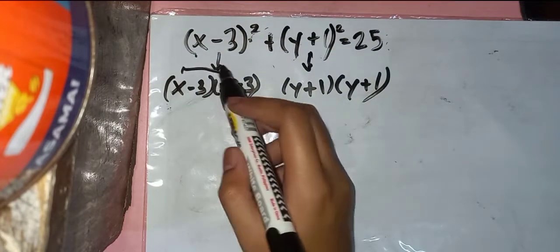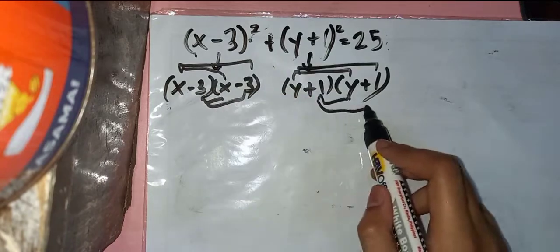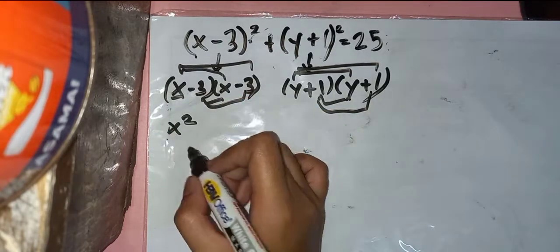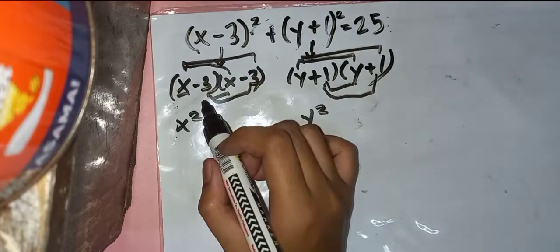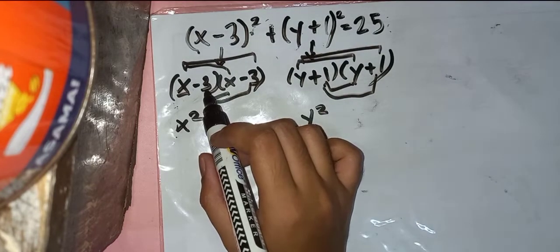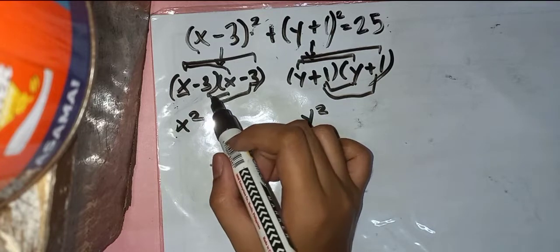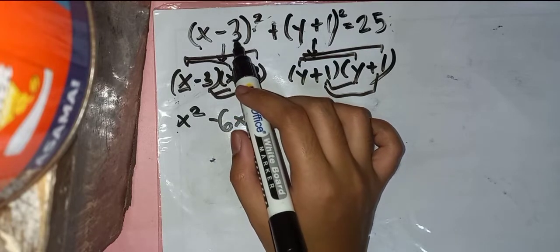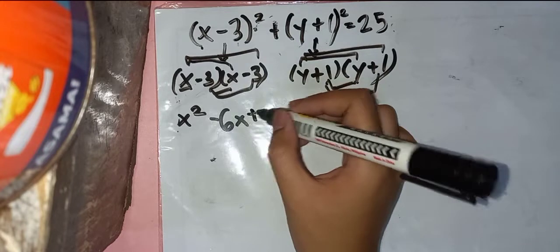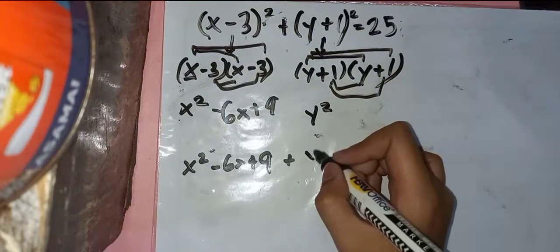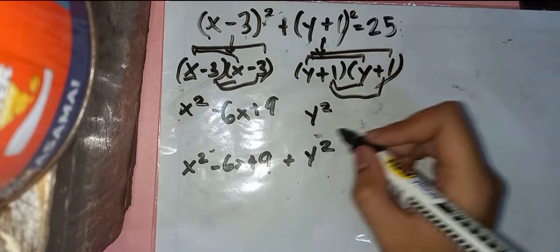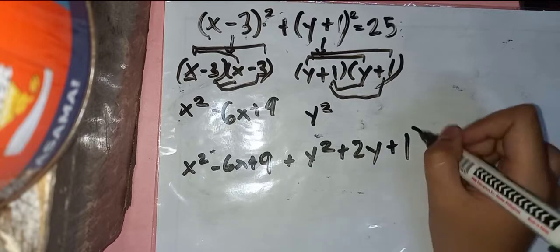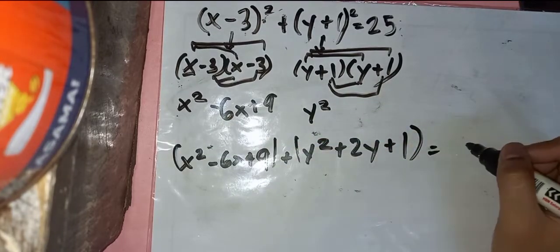We can use the FOIL method or the distributive method, or steps, which is square the first term, which is x, so it is going to be x squared, and this is going to be y squared. Second step is twice the product of the first and second term, so negative 3 times 2, it will be negative 6, so 6x. We'll square the last term. The last term is negative 3. So negative 3 times negative 3, it will be positive 9. Now let's go to the y. Square the first term, twice the product of the first and second term, so plus 2y. Then square the last term, which is 1. There. Now we got it. We both got it, so it's equal to 25.